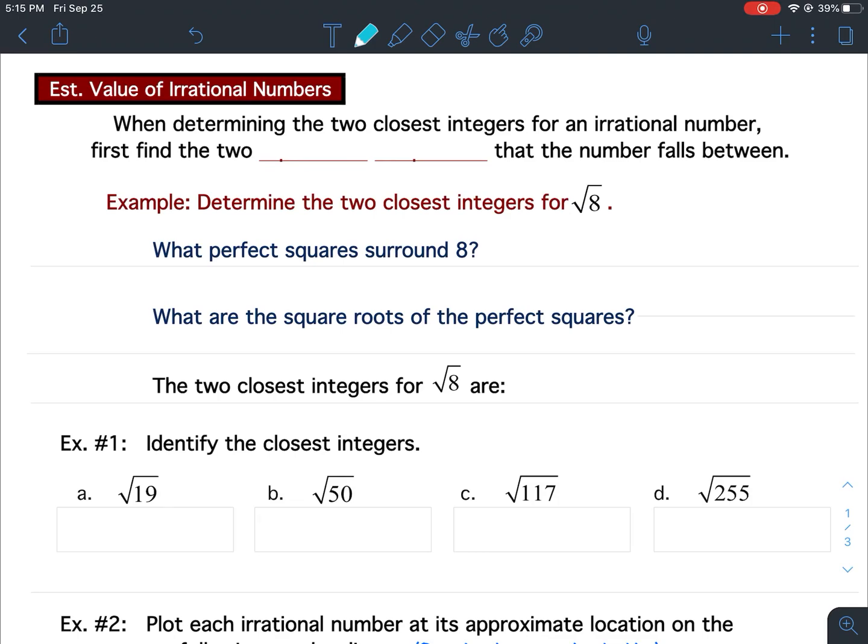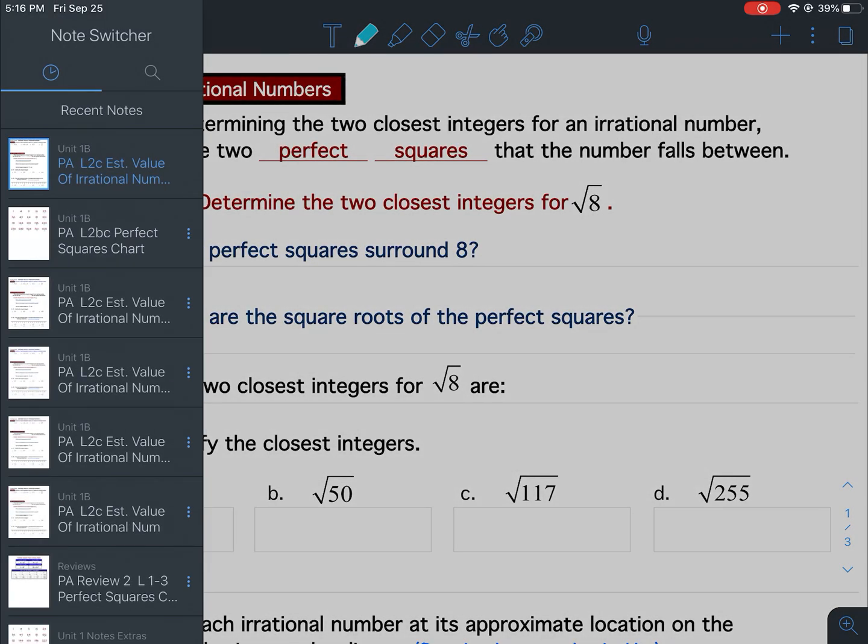To do that, you want to first find the two perfect squares that the number falls between. For example, determine the two closest integers for the square root of 8.